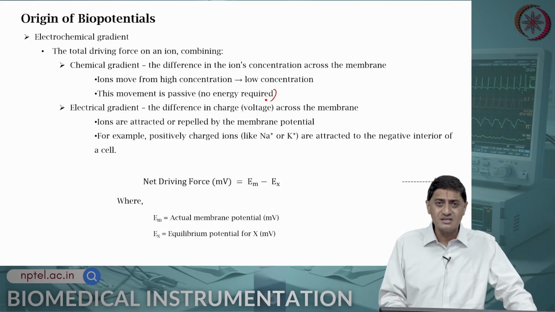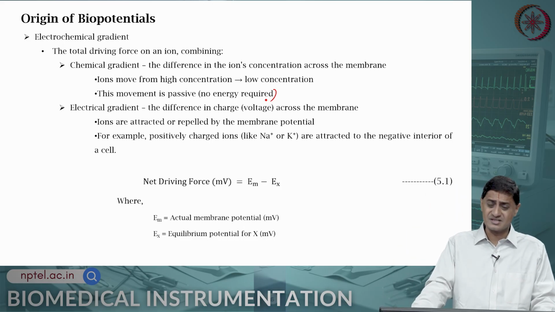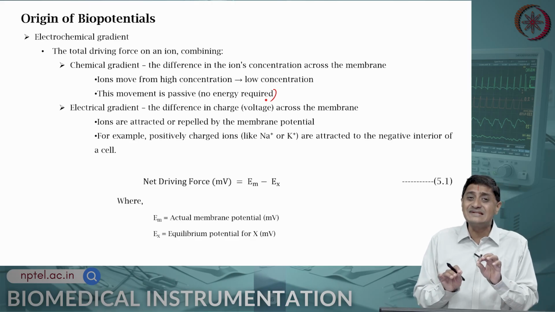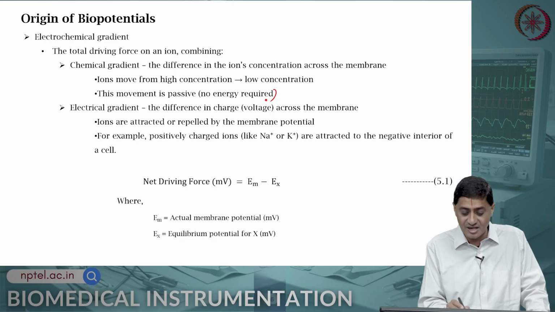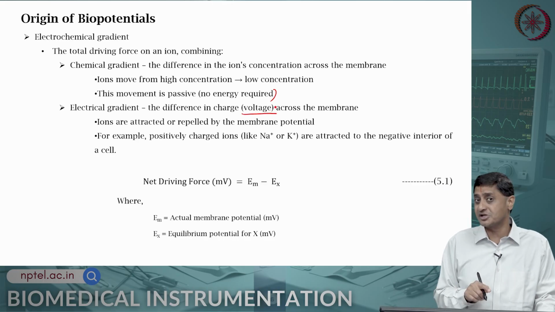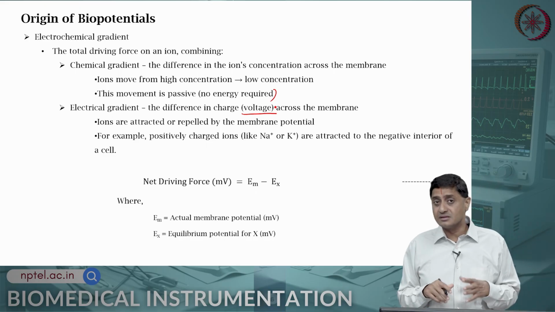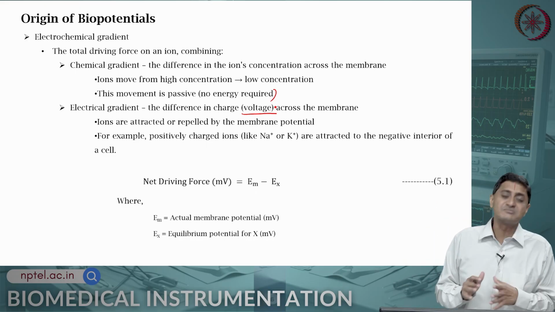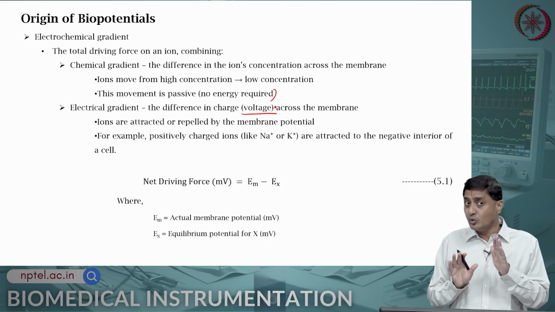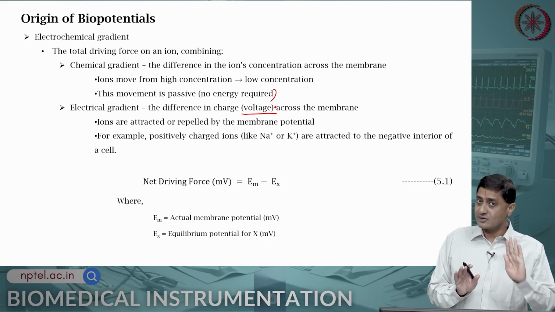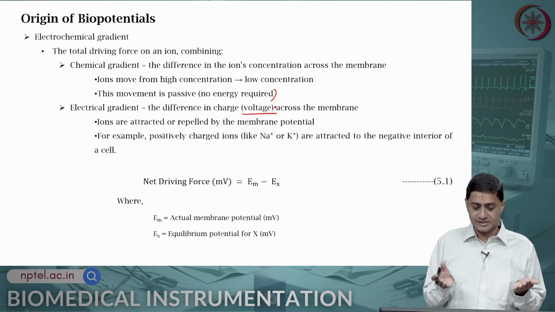Now, because ions are not charge free, ions have a charge depending on what type of ion it is. In this case, sodium and potassium we are discussing. They also carry a charge. When more ions are present on the outside or inside, an electrical potential gradient is also created. This is the difference in charge, or the voltage, across the plasma membrane or the cell membrane. Now, there are two different gradients. One is the concentration gradient, the other is the electrical gradient.